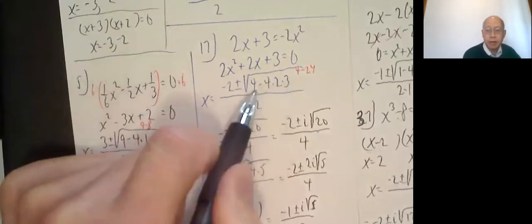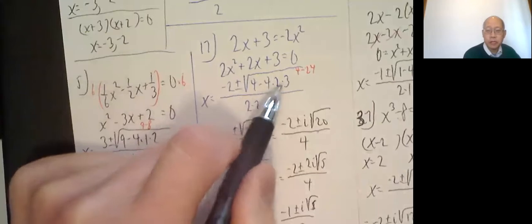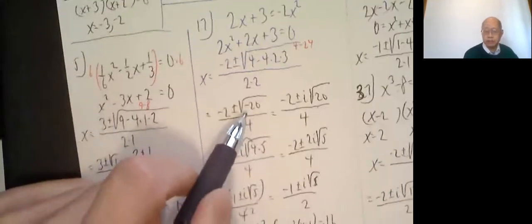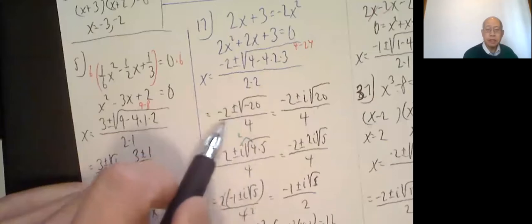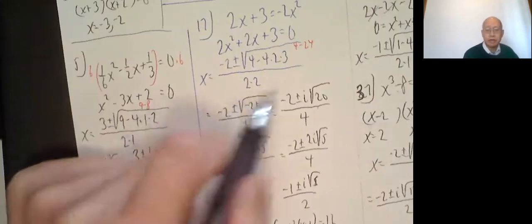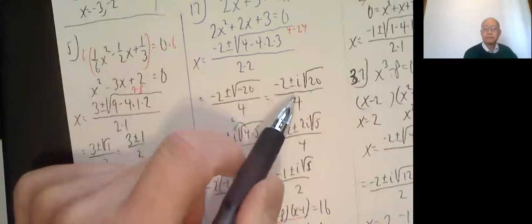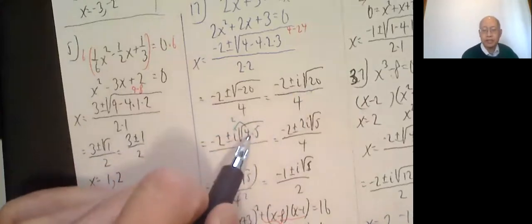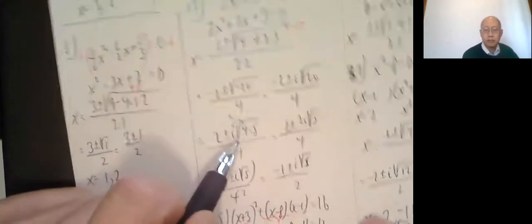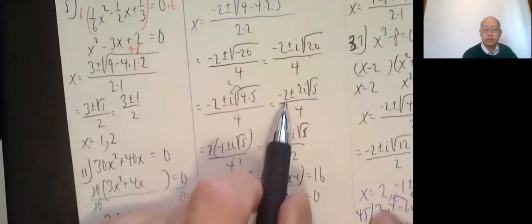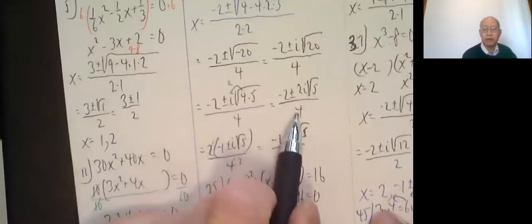Okay, in red scratch here, I have 4 minus 4 times 2 times 3, which is 24. So 4 minus 24 is a -20. There's going to be an i. So -2 plus or minus radical 20 over 4. Negative comes outside, becomes an i. Okay. 20 happens to be 4 times 5. I want 4 because it's a perfect square. So write it like this. Square root of 4 comes outside, becomes a 2. So -2 plus or minus 2i radical 5 over 4.